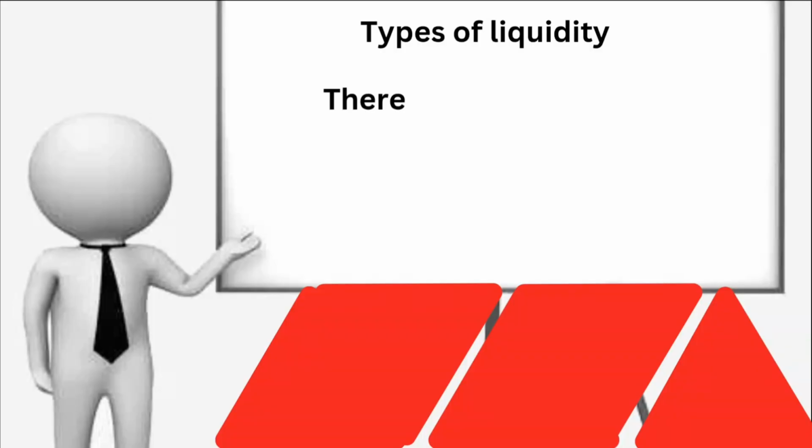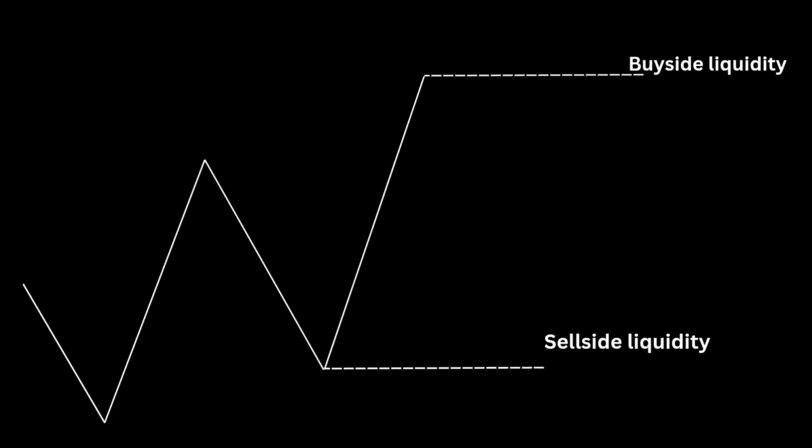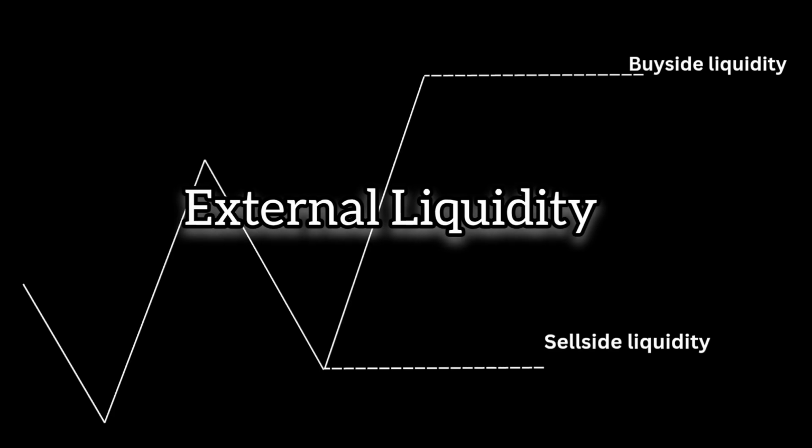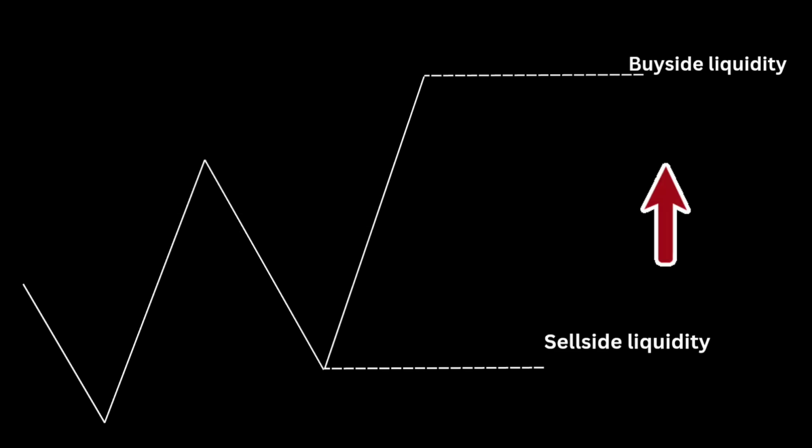Not all liquidity is created equal. There are different types, and knowing which is which will change your trading forever. Type 1. External liquidity. External liquidity sits outside the current price range. These are your buy-side liquidity, BSL, resting above swing highs. Sell-side liquidity, SSL, resting below swing lows.